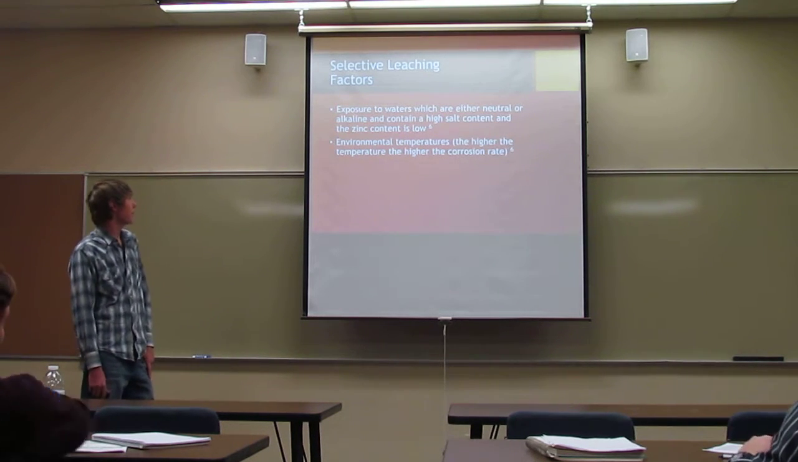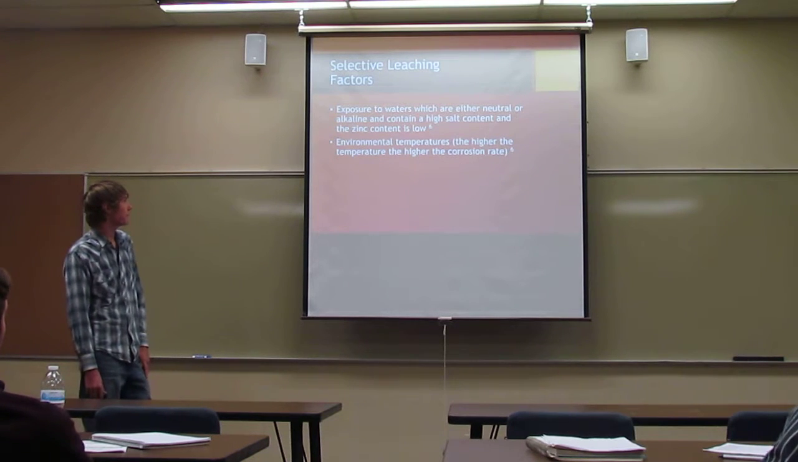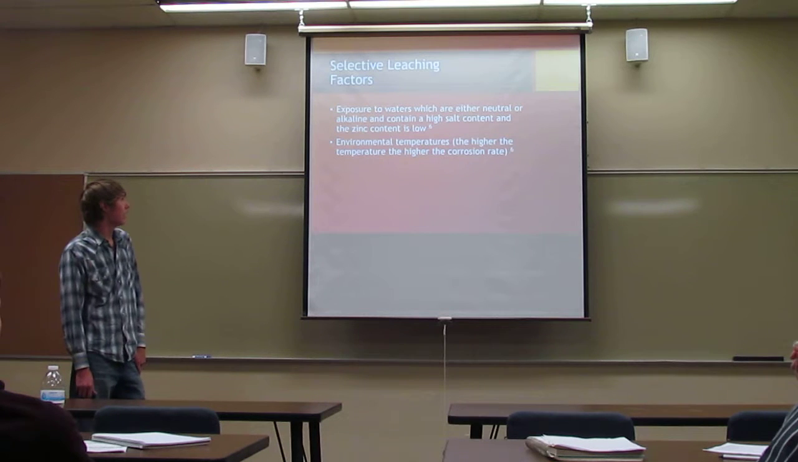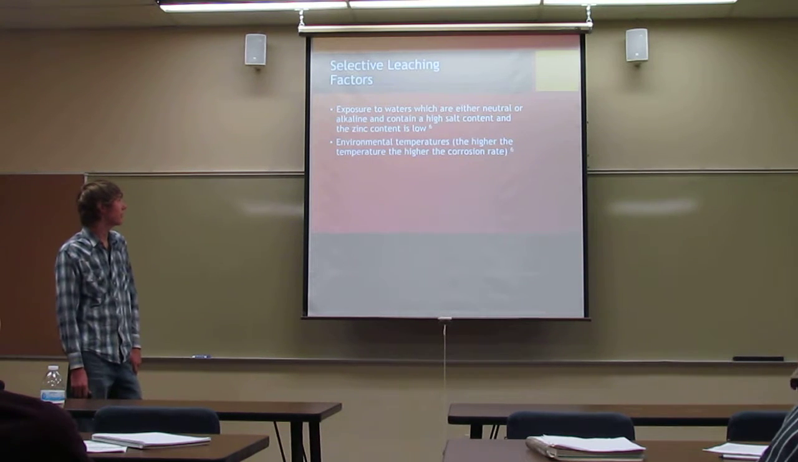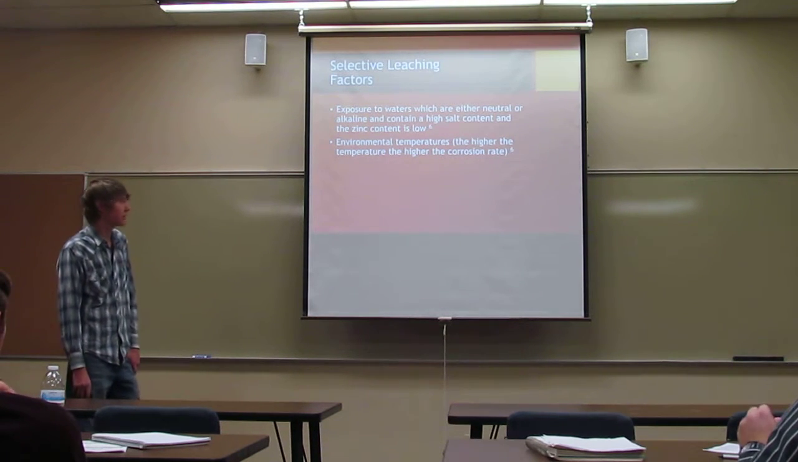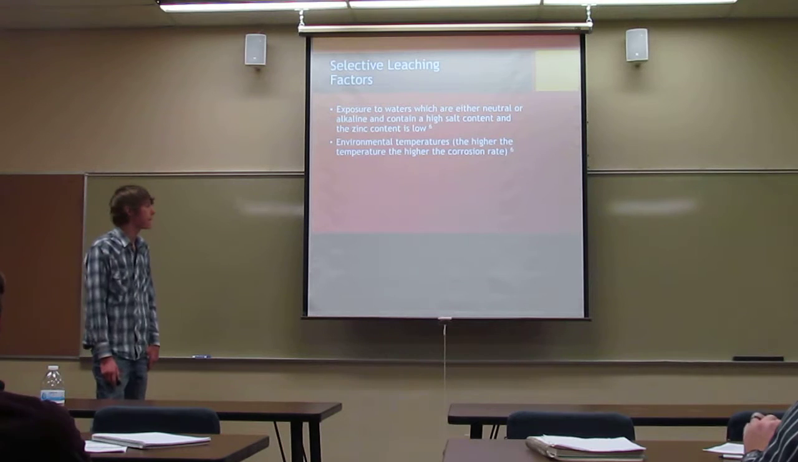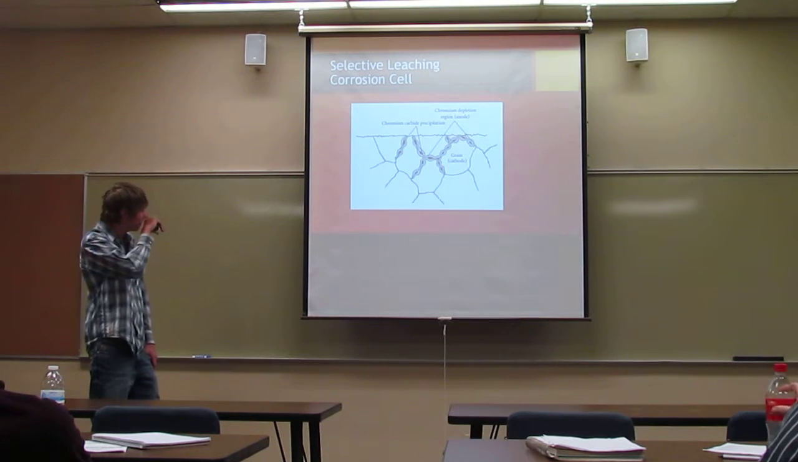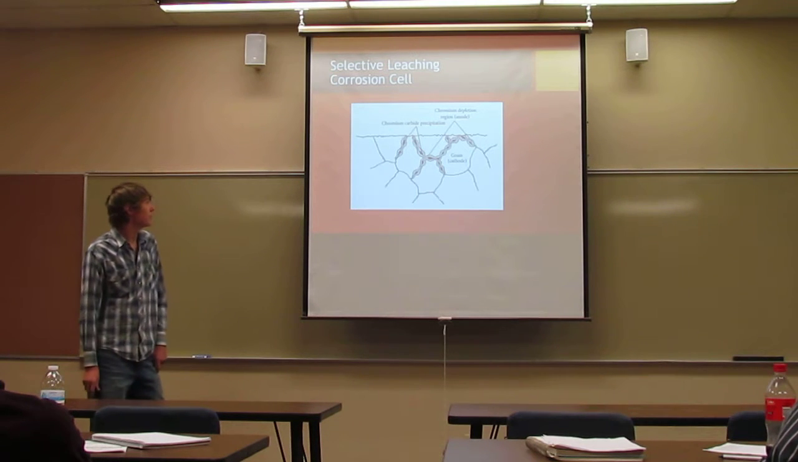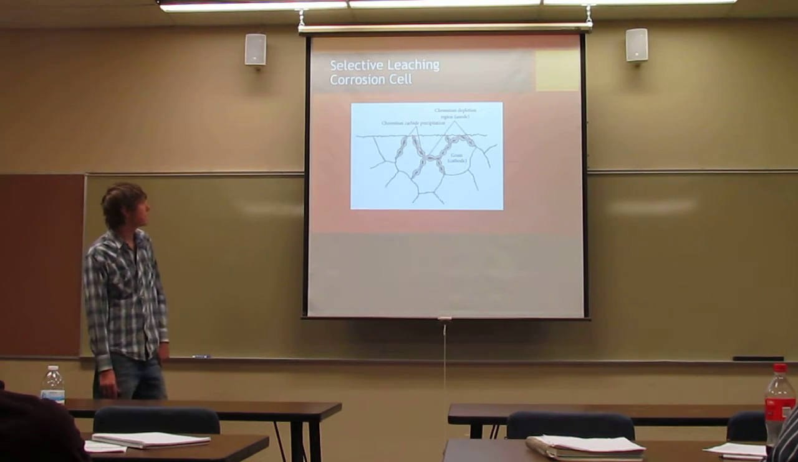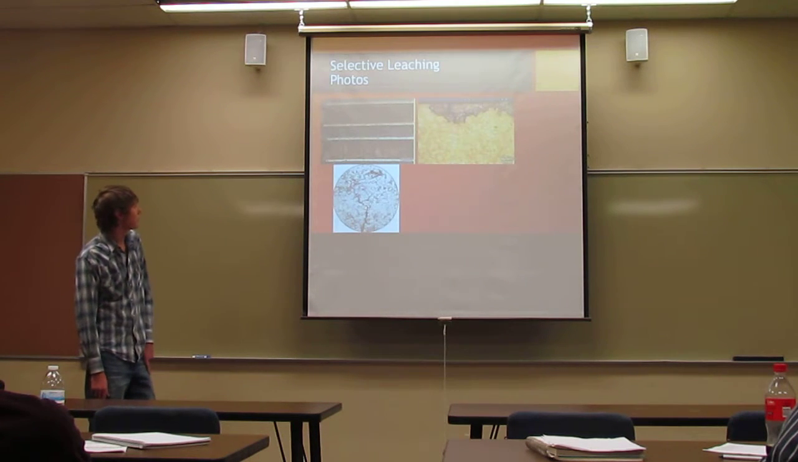The factors: exposure to water, which is either neutral or alkaline, containing a high salt content, and the zinc content is low. Temperature also affects it. The higher the temperature, the higher the corrosion rate. And here's the corrosion cell. You see it goes through the grain boundaries. There are some pictures.